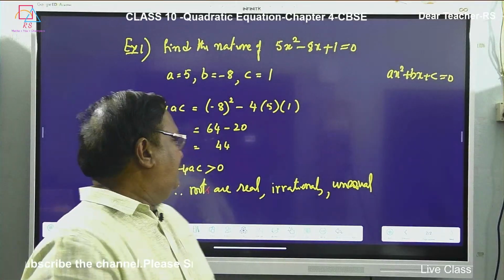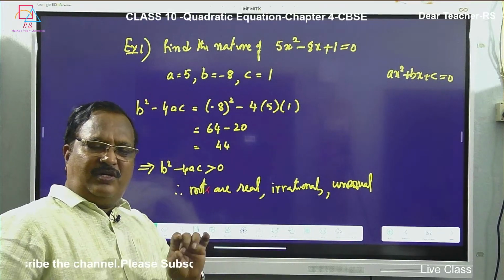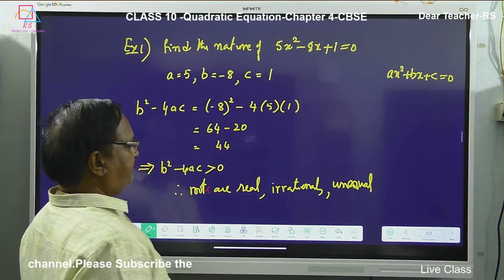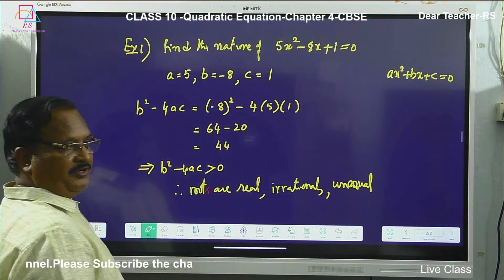I will do one more typical problem with roots, right? Have you copied?